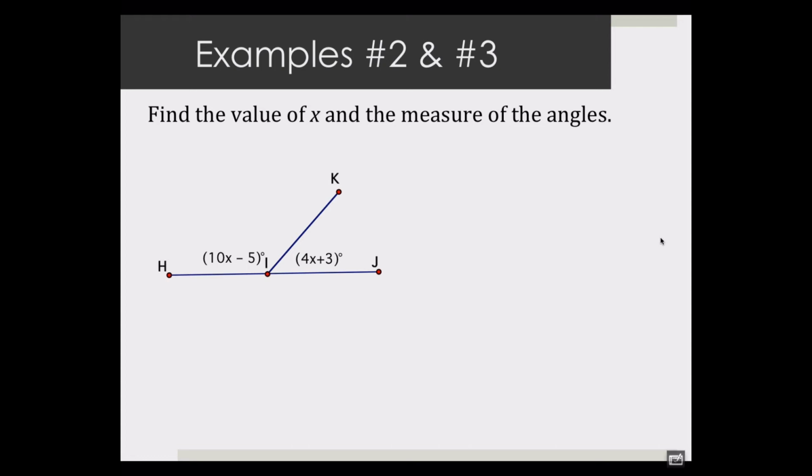When we get done, we'll finish the two examples and we'll go back. What did you miss? Supplementary are two angles that add up to 180. Complementary, two angles that add up to 90. It's just that they don't have to be next to each other, that's all. They don't have to be adjacent to be supplementary or complementary.